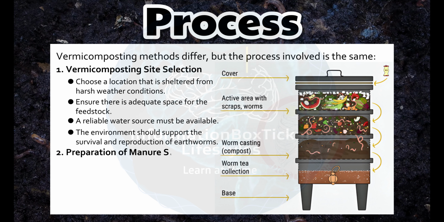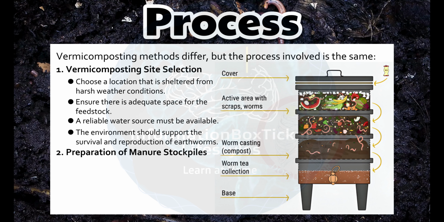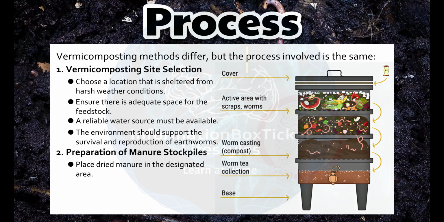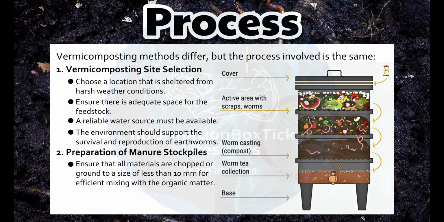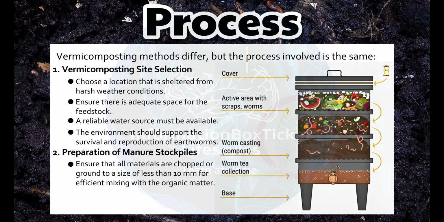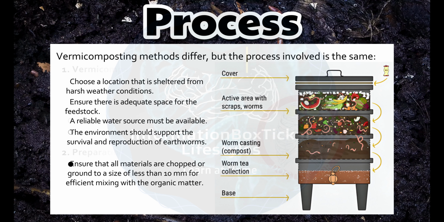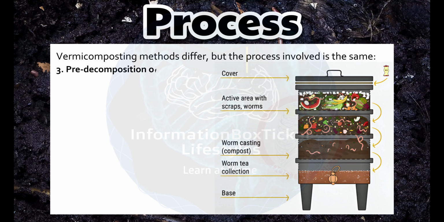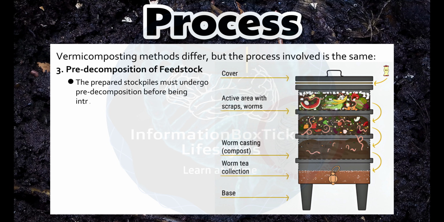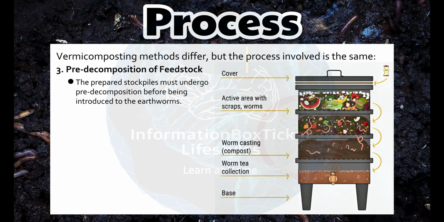2. Preparation of manure stockpiles. Place dried manure in the designated area. Remove unwanted debris such as stones, thorns, and weeds. Ensure that all materials are chopped or ground to a size of less than 10 millimeters for efficient mixing with the organic matter. 3. Pre-decomposition of feedstock. The prepared stockpiles must undergo pre-decomposition before being introduced to the earthworms.